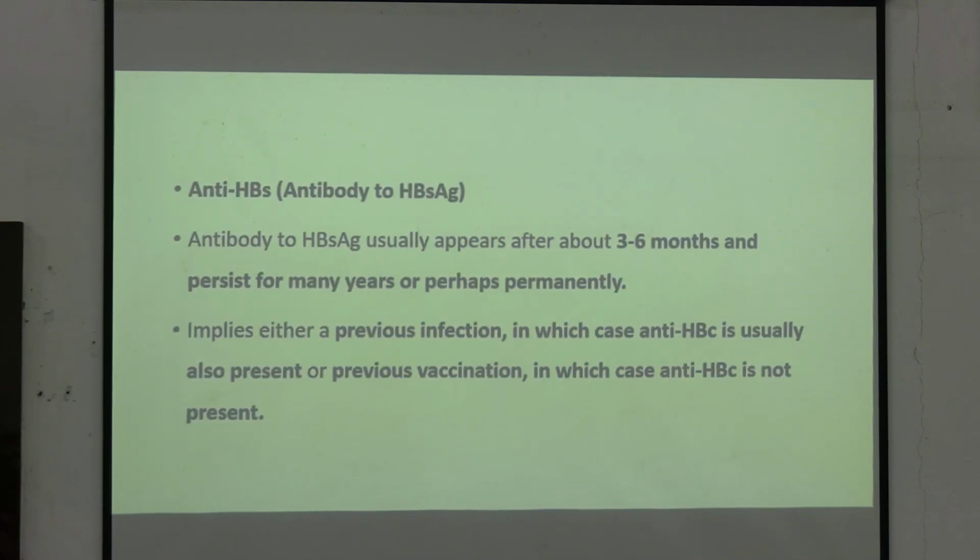Then anti-HBs, antibody to HBs antigen. Antibody to HBs antigen usually appears after about 3 to 6 months and persists for many years or perhaps permanently. It implies either a previous infection, in which case anti-HBc is usually also present, or previous vaccination, in which case anti-HBc is not present. If anti-HBc is not present but only anti-HBs is present, that means it is a case of previous vaccination.